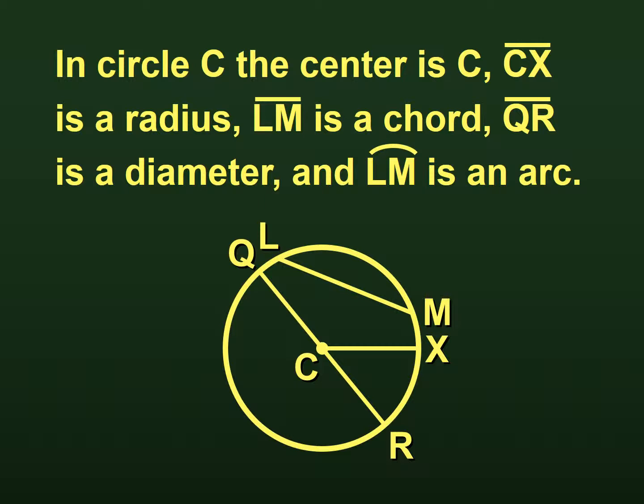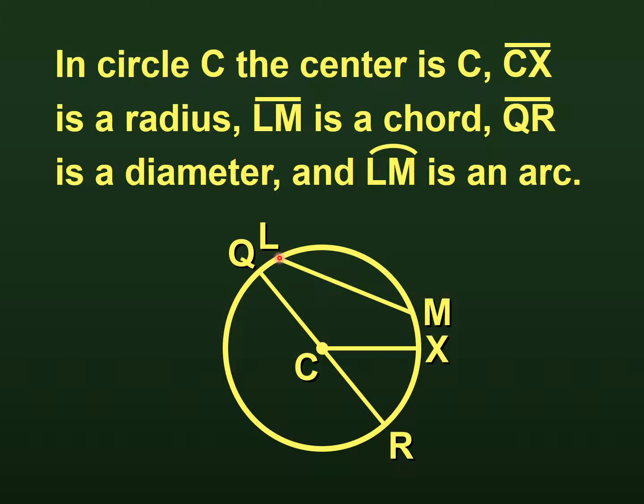And then we have another segment, the segment QR. So the segment QR is actually a chord because it has 2 endpoints that are on the circle. But it's a special chord because this chord actually goes through the center and then ends up on the circle as well. So this is what we call a diameter. A diameter is a special chord that goes through the center, but both of its endpoints are still on the circle. And then the last part of the circle that we're going to look at is called an arc.